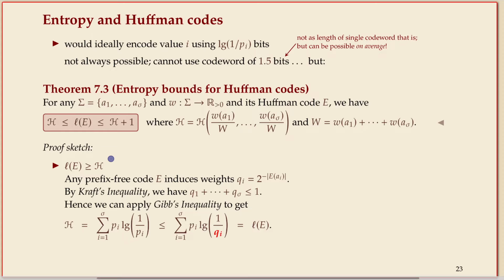Let's sketch at least how we can prove this. There are two parts. The first statement is the lower bound, that L of E is at least H. And we will prove this not for a Huffman code E, but really for any prefix-free code, because the statement is true for any prefix-free code. If we have a prefix-free code E, then we can choose weights.